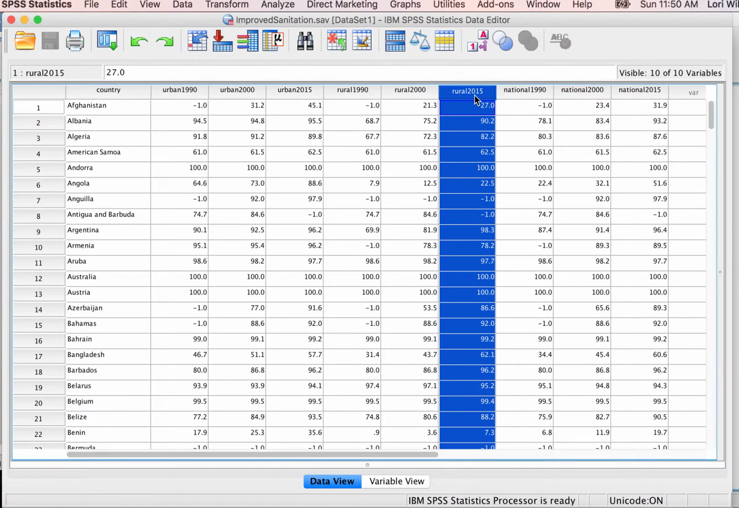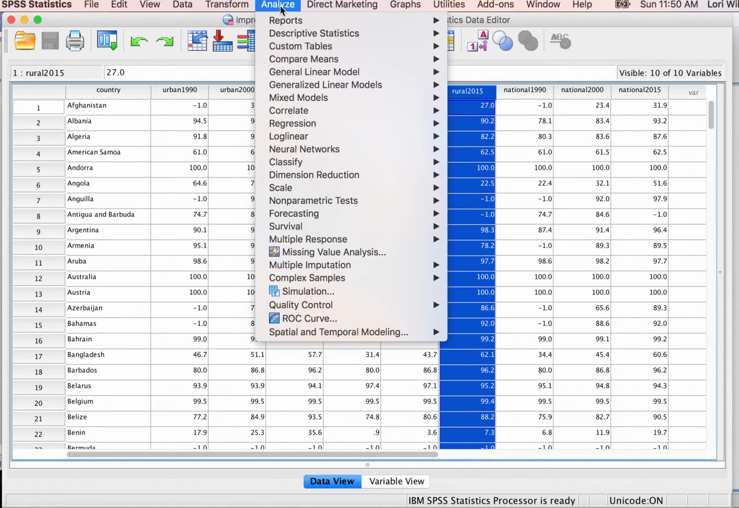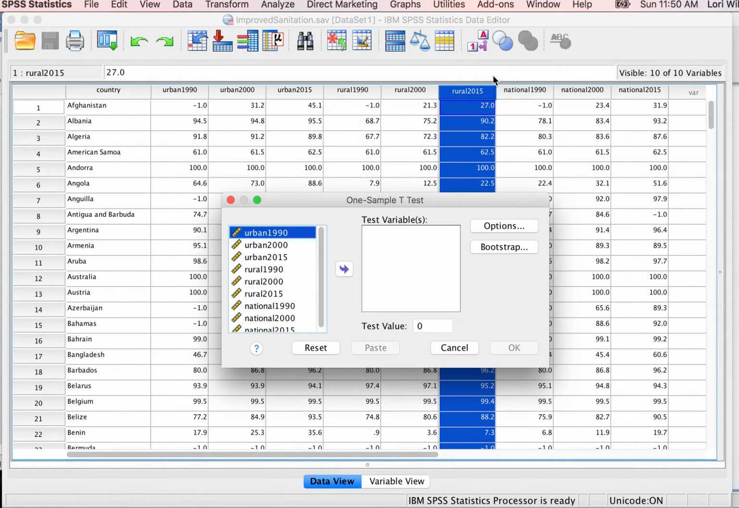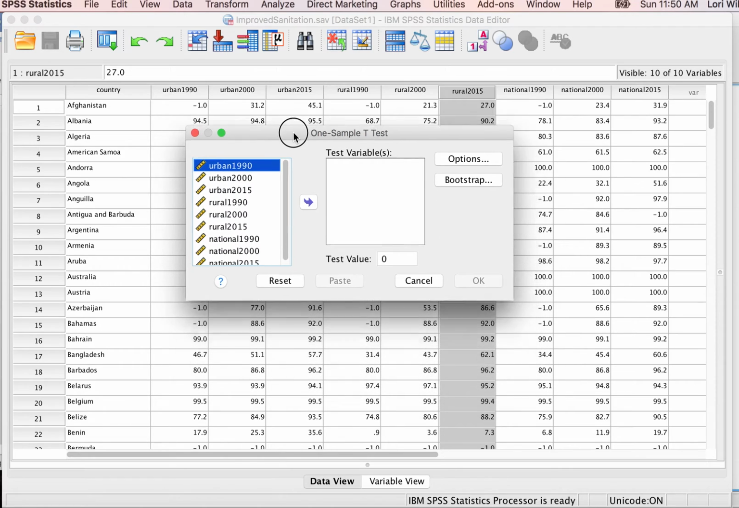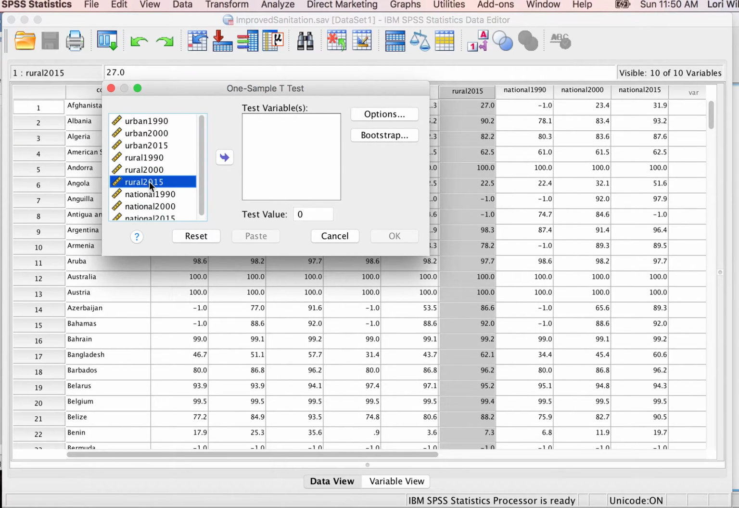The way to do that in SPSS is to go to Analyze, Compare Means, One Sample T-Test. And here you have your one sample t-test dialog box. We're going to take rural 2015. Remember, that's the one that we're testing. The main thing to remember here is we need to put our test value in. And so here we're going to put 58.11. So that's the null hypothesis. H sub 0 is mu equals 58.11 basically. So that's what is meant by test value.